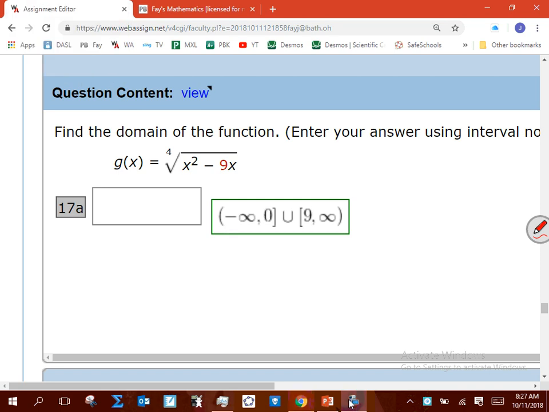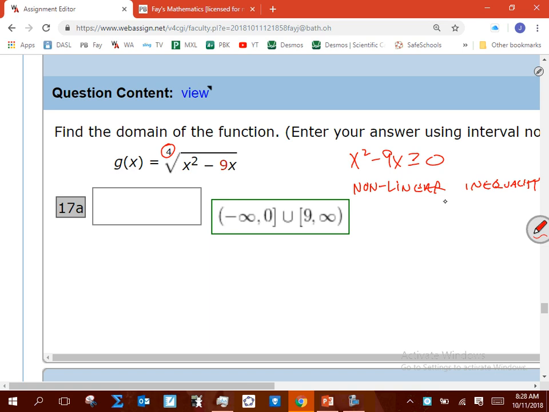So this was a little bit different because we haven't dealt too much with fourth roots, but a fourth root is just a square root of a square root, right? Square roots can't have negatives underneath them, so fourth roots can't either. So all we have to do here is say x squared minus 9x has to be greater than or equal to 0. Now, this is a non-linear inequality.